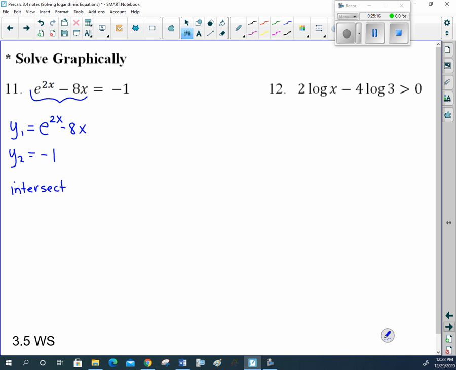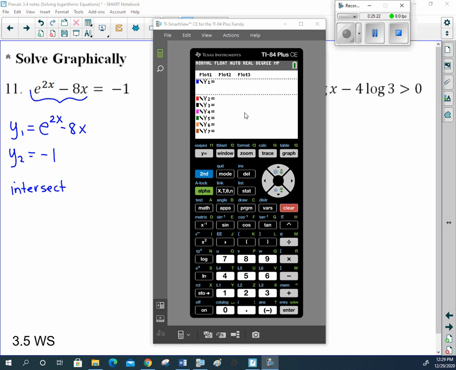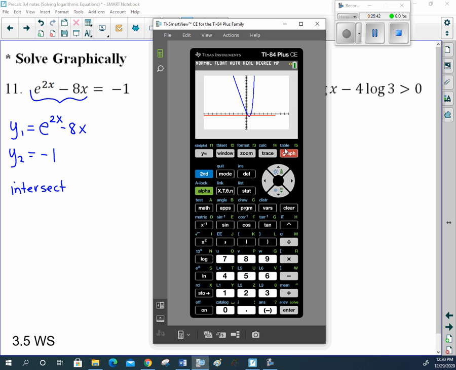Okay, so just a minute, I'll get my calculator up and we will do that. Okay, so I'm going to type in e, and my e is right here. So e to the 2x minus 8x. And then I'm going to type in -1 on the graph. Okay, I'm going to do zoom 6, get a 10 by 10 window.